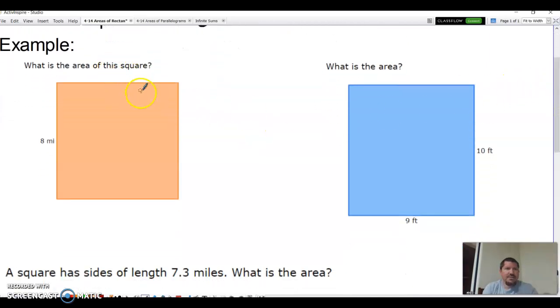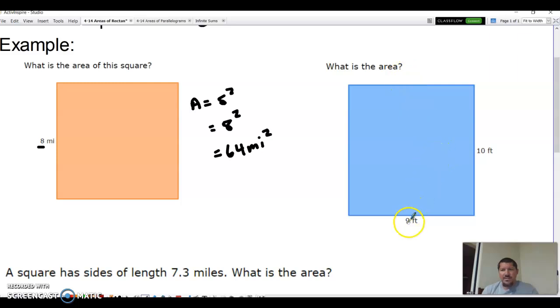What is the area of this square? Well, side length is 8. So area is equal to side squared, or 8 squared. 8 squared is 8 times 8, or 64 miles squared.